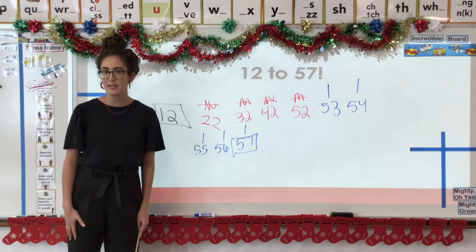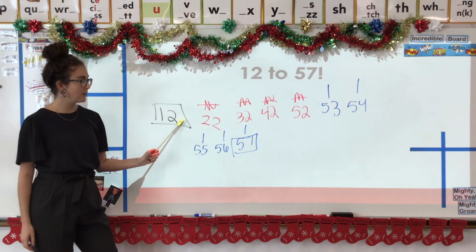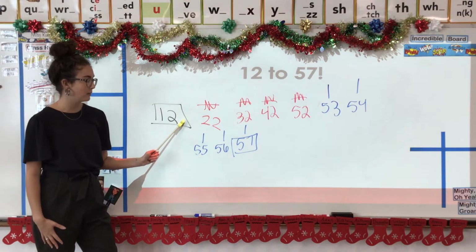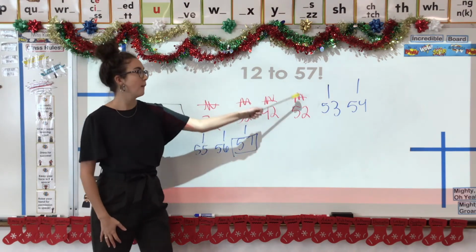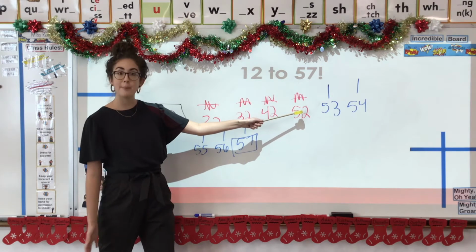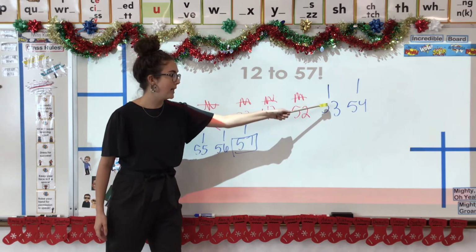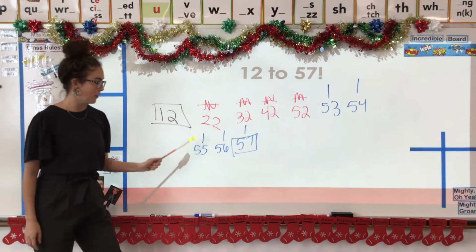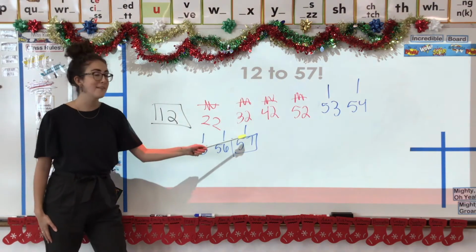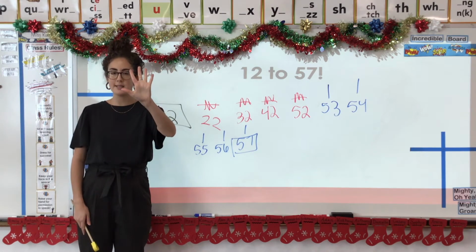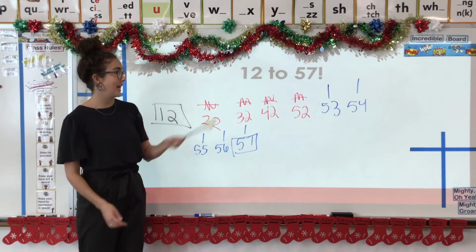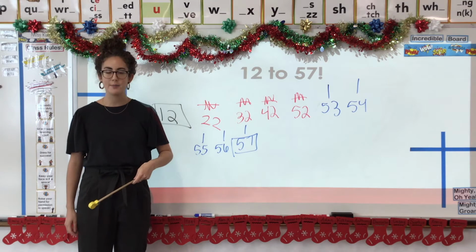How many times did we count up? Let's see, can you count with me? How many tens did we count? 1 ten, 2 tens, 3 tens, 4 tens. How many ones did we count? 1, 2, 3, 4, 5. We counted 4 tens and 5 ones. This is the quickest way to get from 12 to 57.